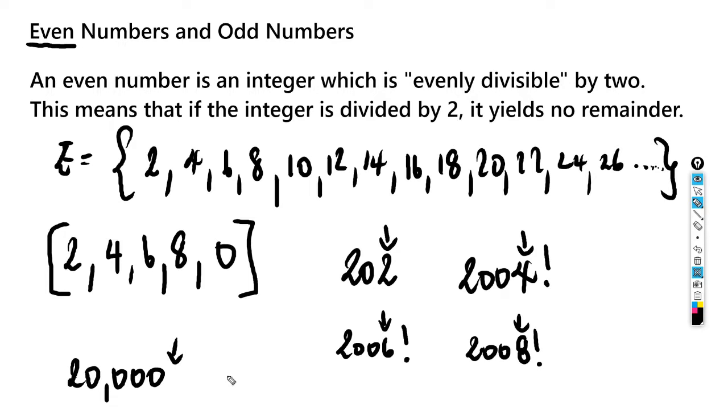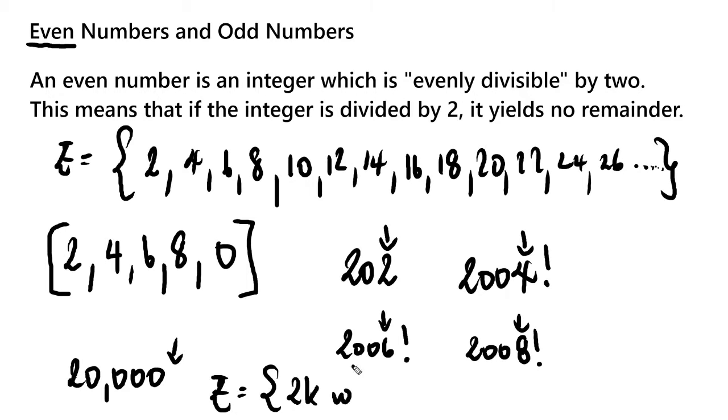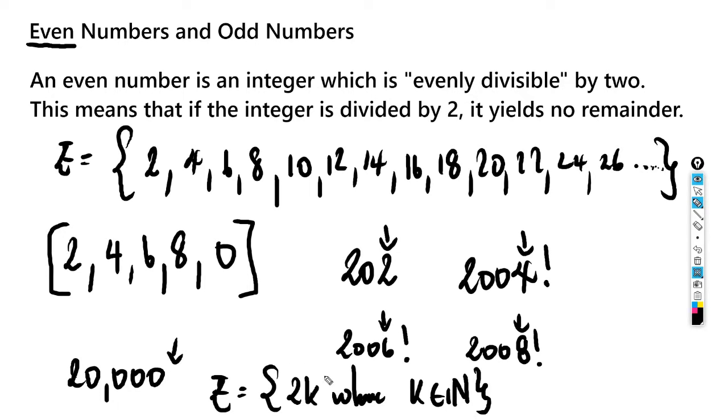I think you can also write it like this. Let's say E is equal to 2k, right? I would say that E is equal to 2k, where k is an element of the natural number set, okay? And yeah, that's pretty much the same set as well.